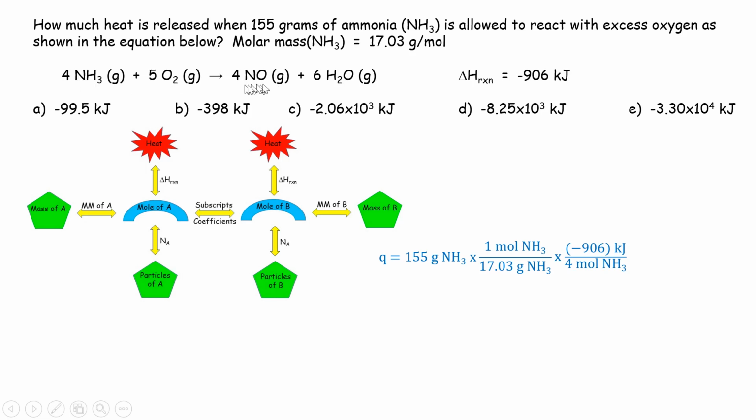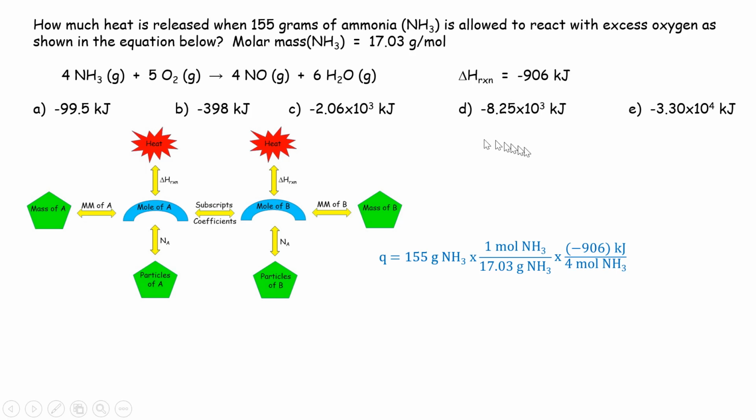Another way you can interpret this reaction is 5 moles of oxygen reacts with excess ammonia, forms 4 moles of NO, 6 moles of water, then releases 906 kilojoules of heat. Or you can say you have enough ammonia and oxygen, and then after the reaction there are 4 moles of nitrogen monoxide and 6 moles of water and 906 kilojoules of heat. You see?